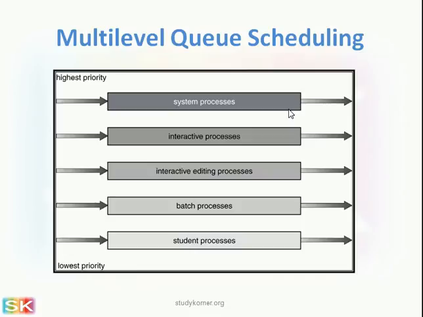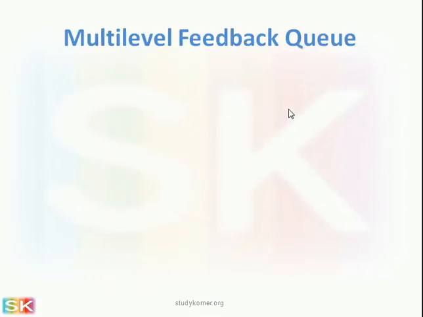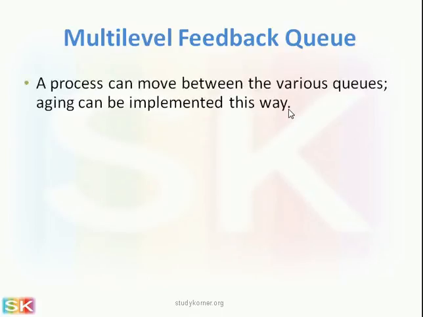So again there may be an issue of starvation in this case, that the lowest priority queue will never get executed, right? So to solve this problem we may have multi-level feedback queue. In multi-level feedback queue a process can move between the various queues. Aging can be implemented this way. Aging is the solution to the starvation problem.